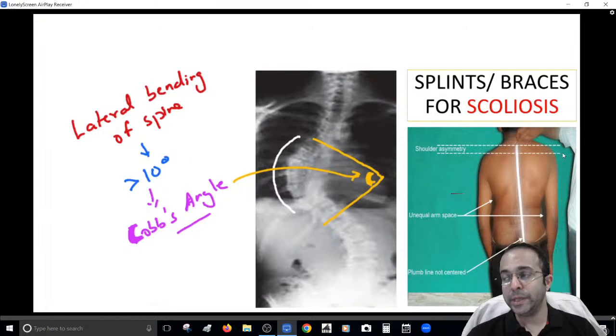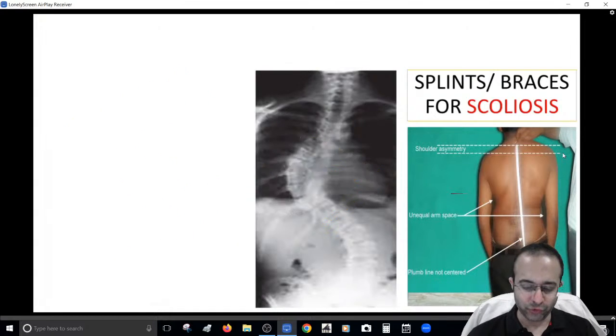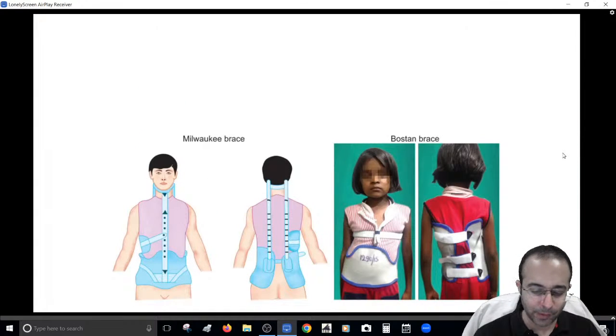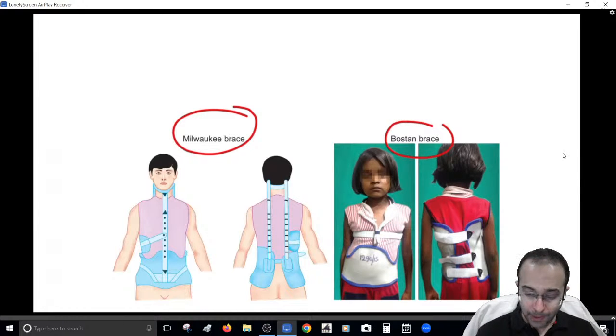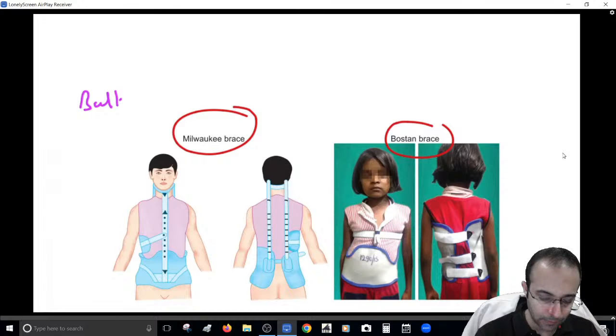Okay, so quickly taking through the braces for scoliosis. So 2 popular braces we give for people with scoliosis: Milwaukee brace, Boston brace. Milwaukee brace is the bulkier brace. Okay, you will find it almost going till the neck.